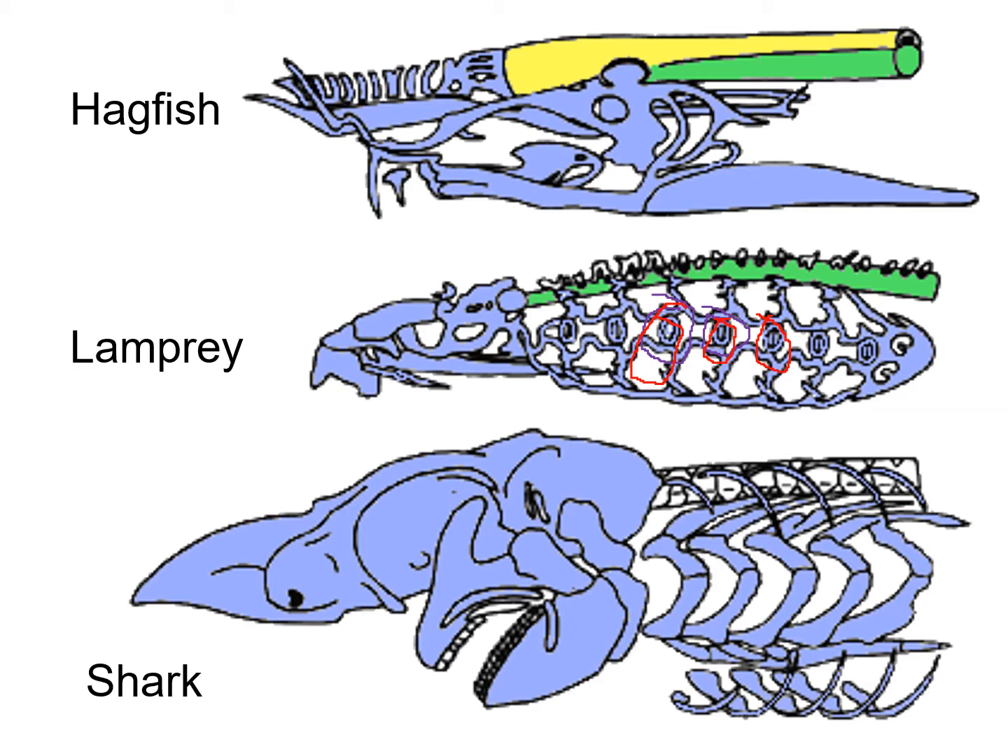Down the bottom we have a shark. A shark does have a very well-defined cranium, so that top bit there is protecting the brain, and there are well-developed vertebrae as well. They're just made of cartilage and not of bone. We also have these structures here that I'll come back to that support the gills.